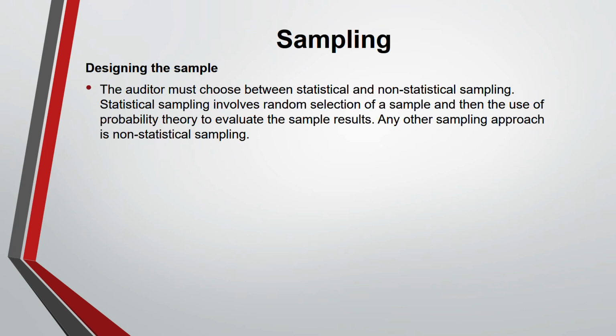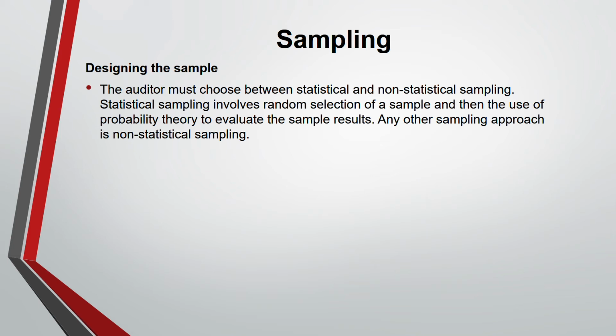Now let us move on to designing the sample. How do you design the sample? When you design the sample, the auditor must decide whether they are going to go by statistical sampling or non-statistical sampling. Statistical sampling means everyone has a chance of getting selected. It's like random selection. Non-statistical sampling covers all the other types of sampling which are not statistical.